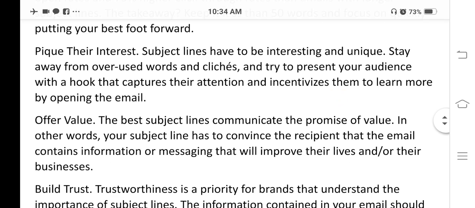The next point is it must offer value. So when you are writing a letter, when you are writing an application, the subject line should basically offer value. It should promise value, and in other words, your subject line should be able to convince the receiver that the email contains certain information or the email is worth enough, and the receiver should read the message or the mail.